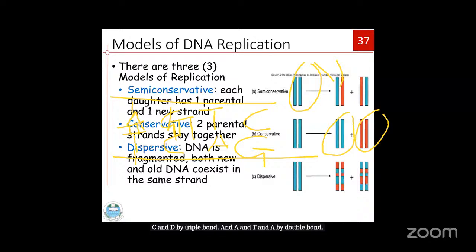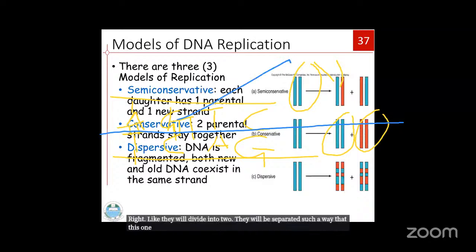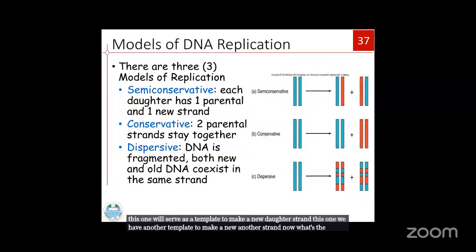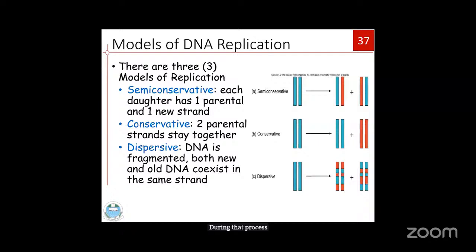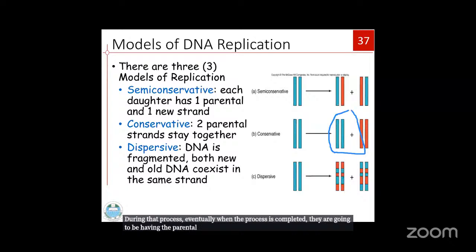So during DNA replication, the two of them will separate, like they will divide into 2. They will be separated in such a way that this one will serve as a template to make a new daughter strand. This one will serve as another template to make another daughter strand. Now, what the conservative model is telling us is that when the process is completed, you are going to have the parental strands conserved, staying together, and the new daughter strands, shown in red here, will stay together.